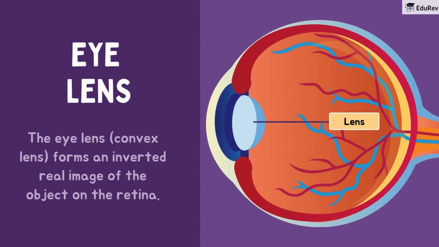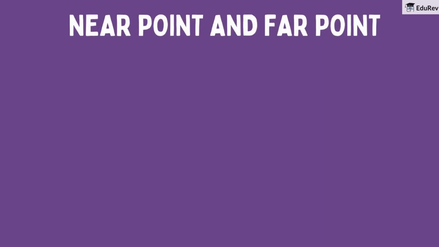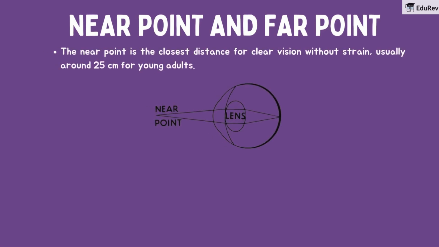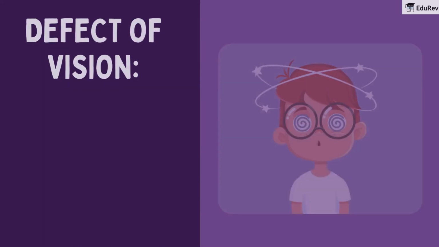Eye lens. The eye lens forms an inverted real image of the object on the retina. Near point and far point. The near point is the closest distance for clear vision without strain, usually around 25 centimeters for young adults. The far point is the farthest distance for clear vision, and the far point of the eye is at infinity.